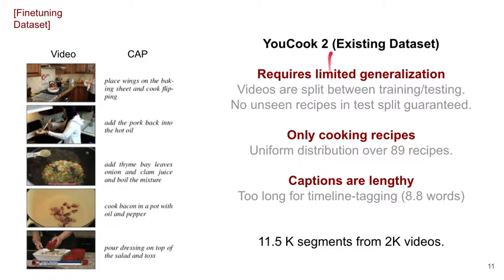Let's start with YouCook2, which is a popular dataset for video captioning. Here are some examples. You can see that all the videos are cooking, and the steps are like recipe steps. So for this application, there's a number of issues. The first is that YouCook2 requires limited generalization because each video is split between training and testing. It's guaranteed that there will be no unseen recipes in the test split.